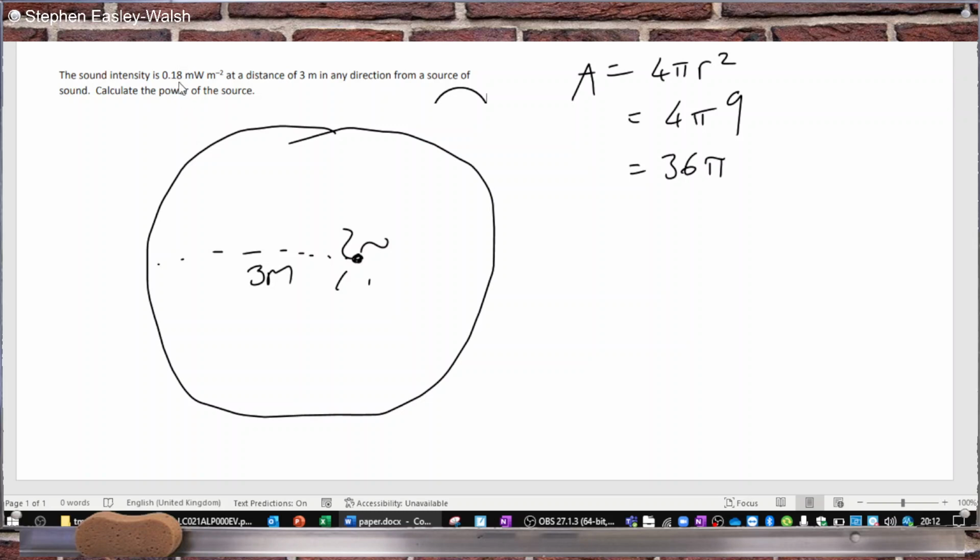And you have 0.18 milliwatts per meter squared. Let me just get this here into meters. That's 113.097, etc.